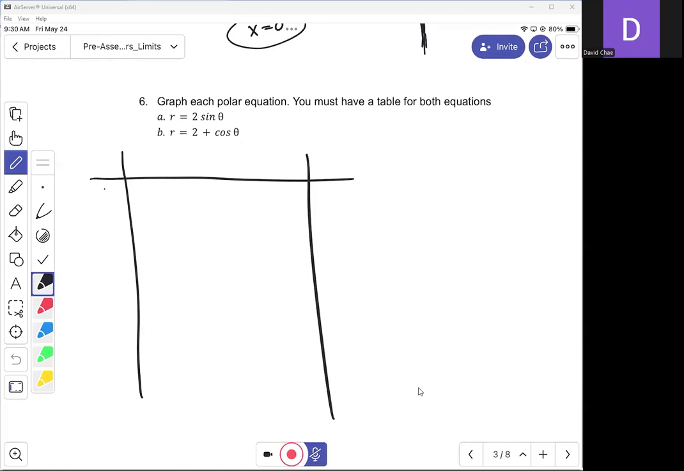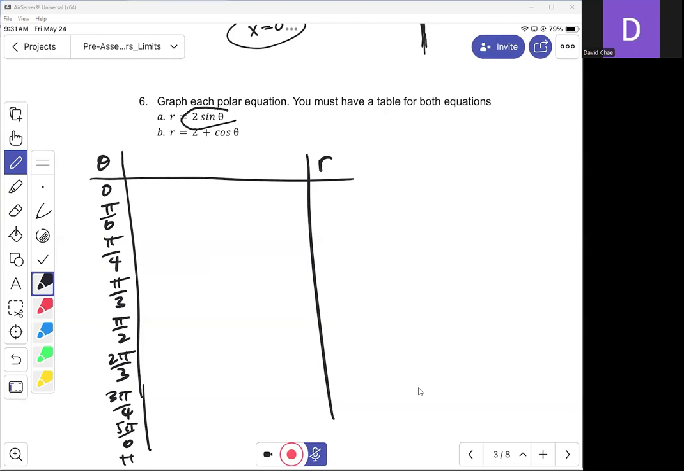All right, you're going to put, remember, 0, pi over 6. This is the theta. This is the r. Pi over 6, pi over 4, pi over 3, pi over 2, 2 pi over 3, 3 pi over 4, 5 pi over 6, and pi. For letter A, hopefully you know this is a circle, right? Okay, and then you're getting r is equal to 2 sine theta.